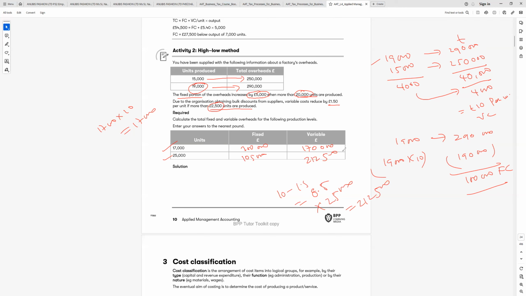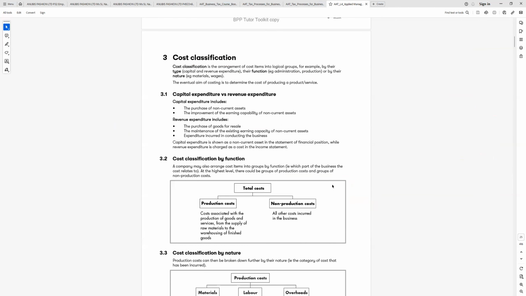This sort of question can come in the exam, because they'll give you a little bit of adjustment and you need to know how to do it. But it's not very difficult. You can see it's still a very simple calculation. All right, let's move on to the next one.